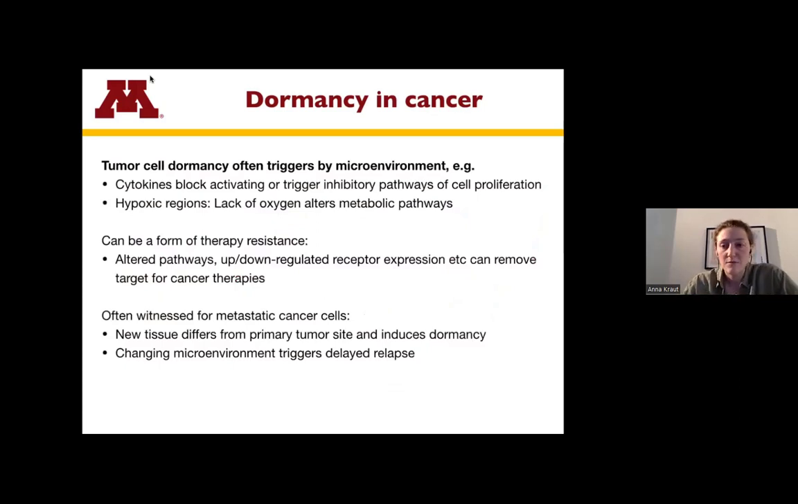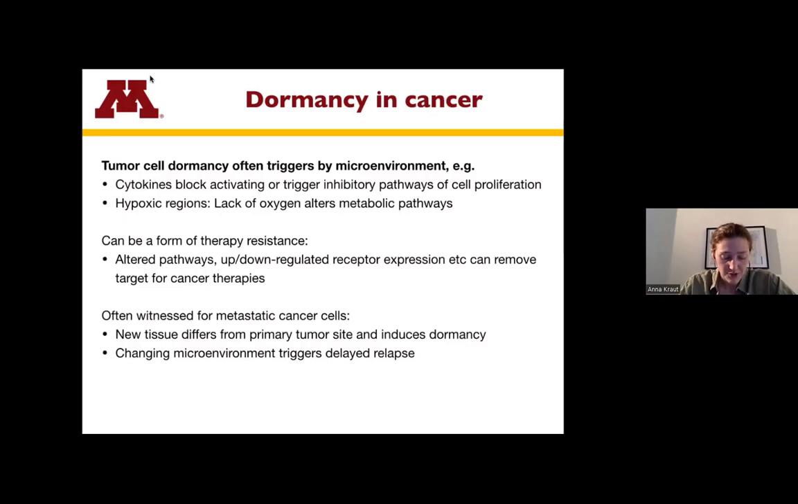Right, and if we now, for the purpose of this workshop and comparison to the virus dynamics, focus in on tumor cell dormancy, this is often triggered by the microenvironment of the tumor. So there are many ways that this can happen. For example, there can simply be cytokines, so chemical molecules in the microenvironment that interact with the tumor cells and either block activating pathways of cell proliferation or trigger inhibitory pathways or even cell death.